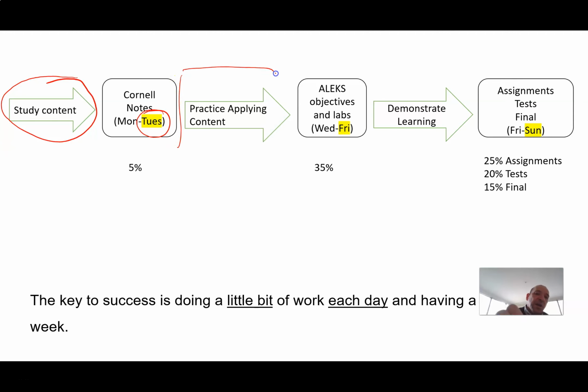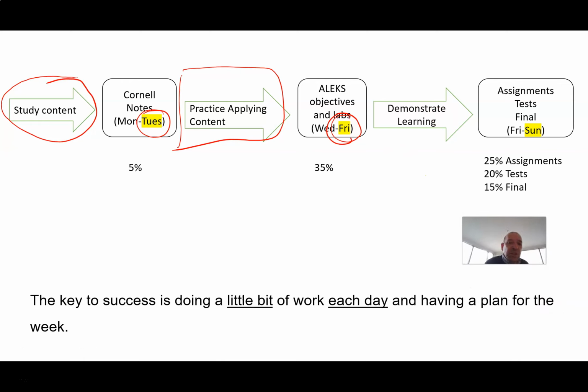Then you start applying the content. So what you're going to be doing here is those ALEX objectives, those topics from ALEX, right? This is just graded for completion, and you can attempt every question as many times as you want. There's no time limit on anything, and you just have to do it. The objectives are due by midnight on Friday. You're also going to try to apply the content in a practical way, so we're going to have you do your lab, and that also is due midnight Friday.